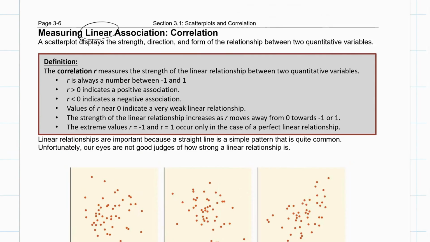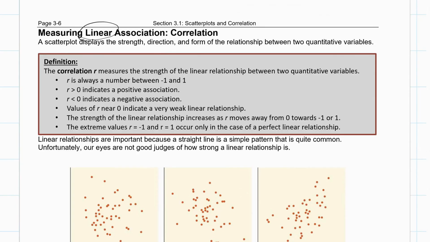Let's take a look at what the book has to say about correlation. Correlation, and we're going to use the letter R to represent correlation, measures the strength of a linear relationship between two quantitative variables. R is always a number between -1 and +1. If R is greater than 0, that indicates there's a positive association between the two variables. If R is negative, there's a negative association. Values of R near 0 indicate a very weak relationship.